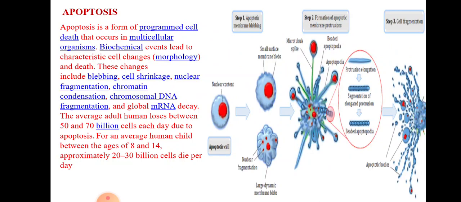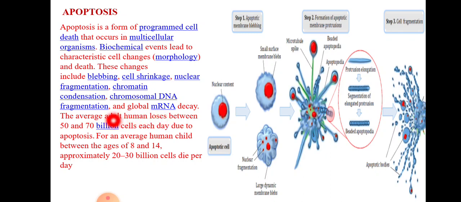And apoptosis is a very essential action in the cell. Apoptosis is a form of programmed cell death that occurs in multicellular organisms. Biochemical events lead to characteristic cell changes as well as morphological changes of death, because programmed cell death happens with the assistance of the Golgi apparatus. These changes include blebbing, cell shrinkage, nuclear fragmentation, chromatin condensation, chromosomal DNA fragmentation, and global mRNA decay. These metabolisms happen by the presence of the Golgi apparatus.